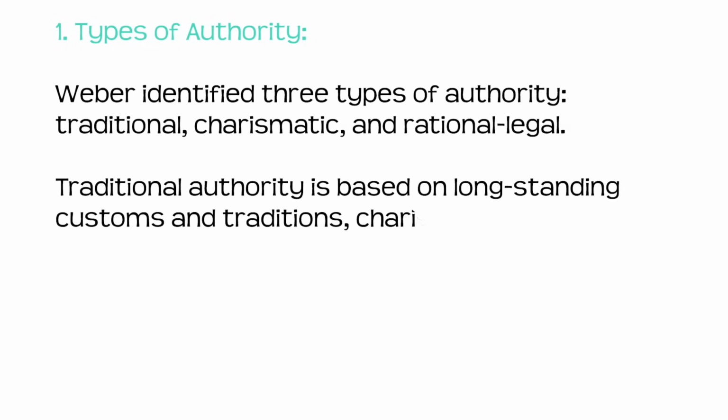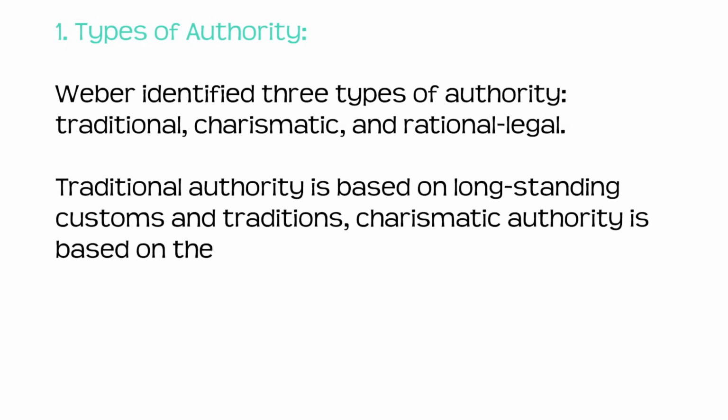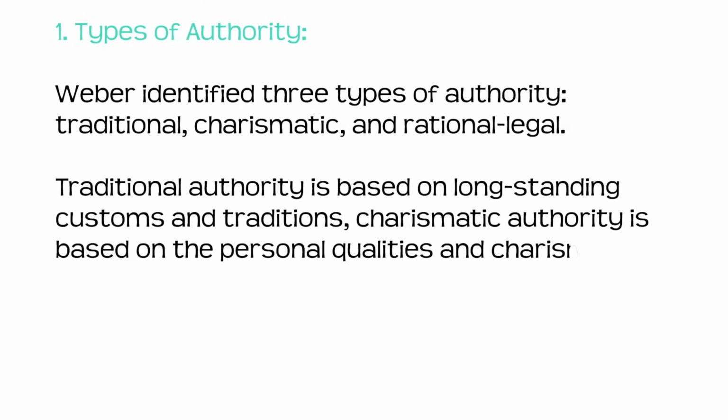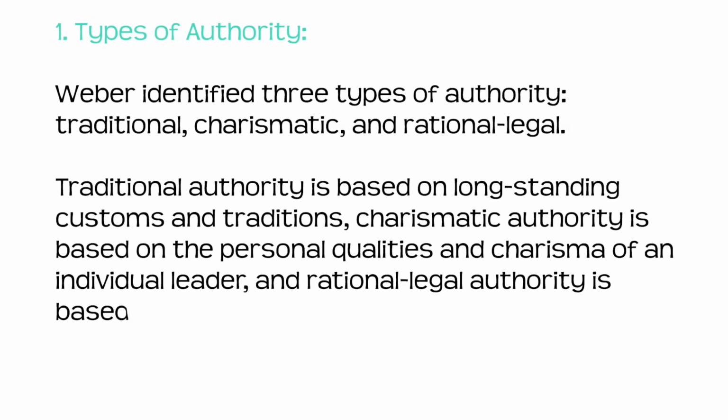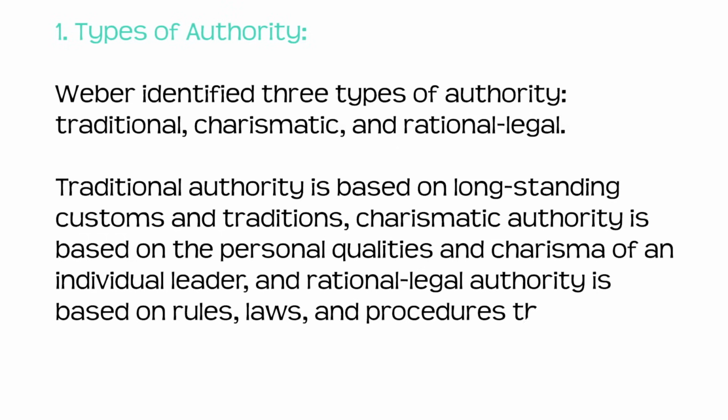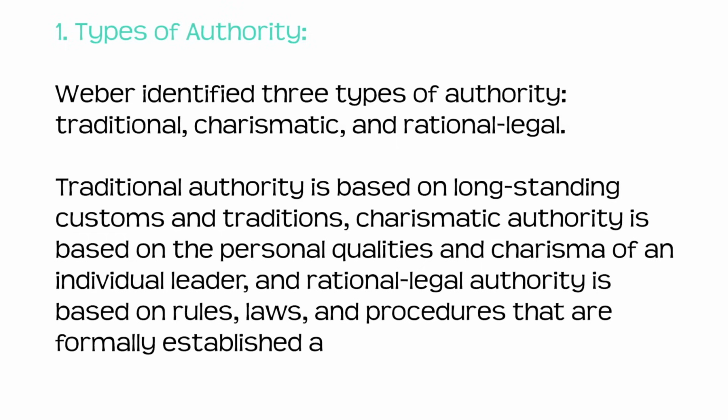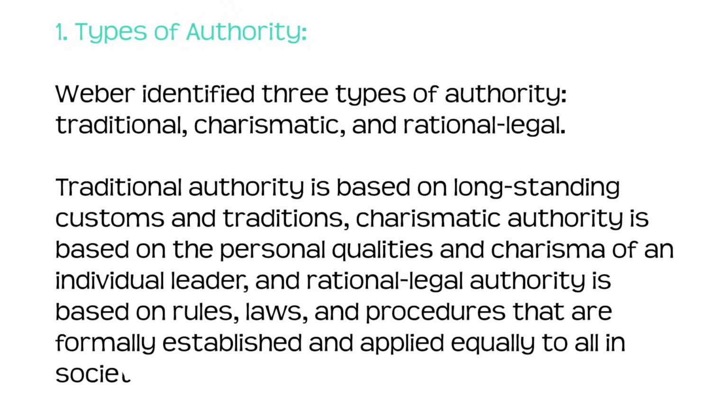Traditional authority is based on long-standing customs and traditions. Charismatic authority is based on the personal qualities and charisma of an individual leader, and rational legal authority is based on rules, laws, and procedures that are formally established and applied equally to all in society.